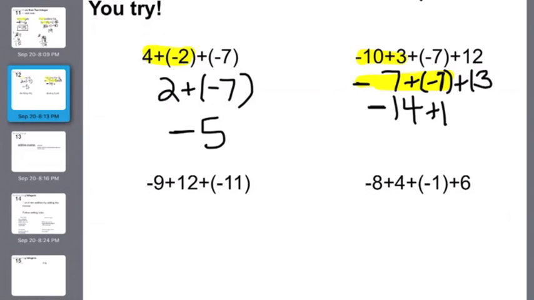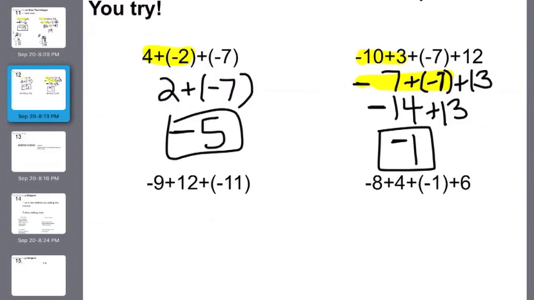Plus 13, because we've got to bring it down. Negative 14 plus 13. Negative 14's absolute value is bigger than 13's. So we're going to have a negative. And then 14 minus 13 is 1. So your answer there is 1.